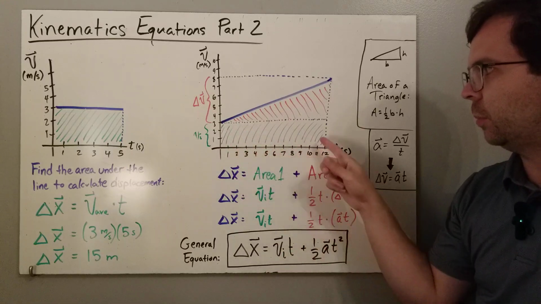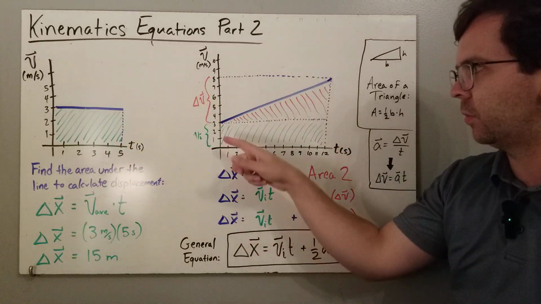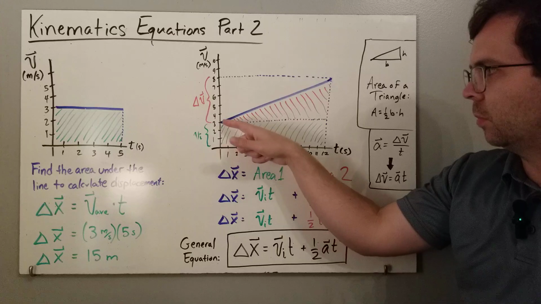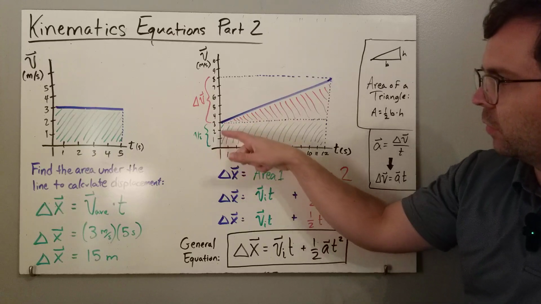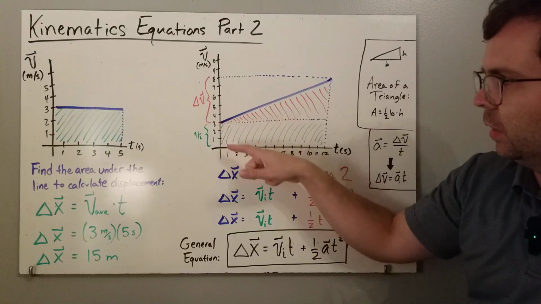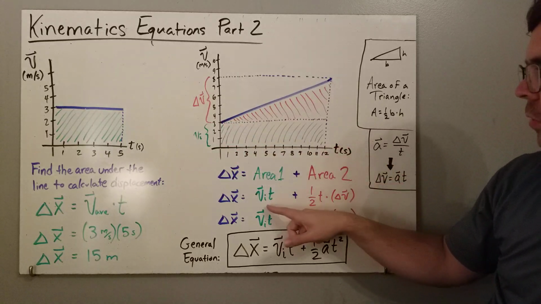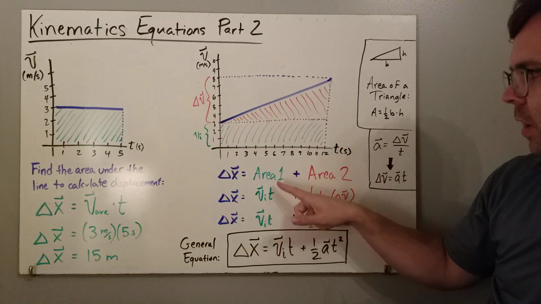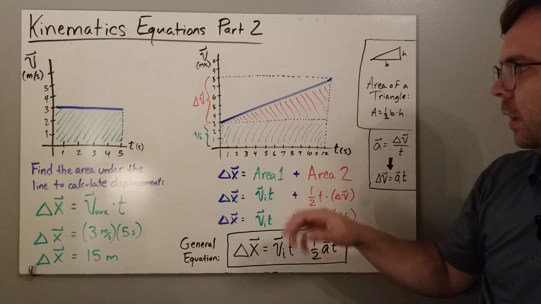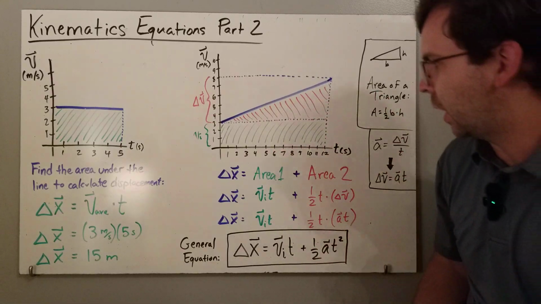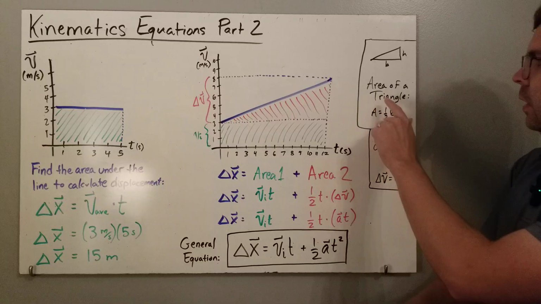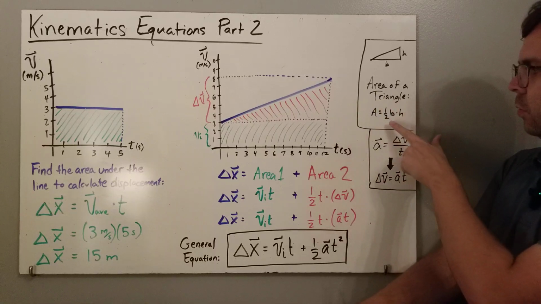So the area of the first shape is the same as the previous graph. It's going to be this line right here, which in this case is the initial speed of 3 that we started out at, multiplied by the time. So the initial speed multiplied by the time is the first area. Now this second shape is a triangle. The area of a triangle is 1/2 times the base times the height.